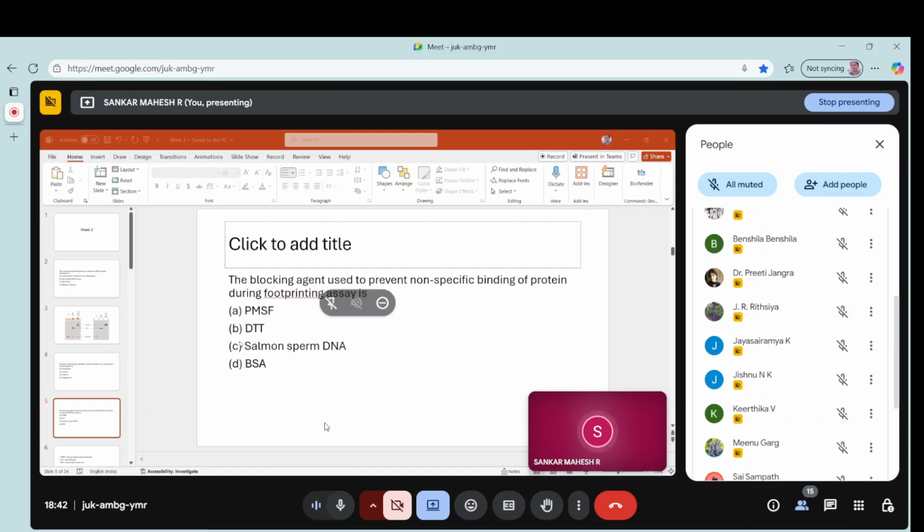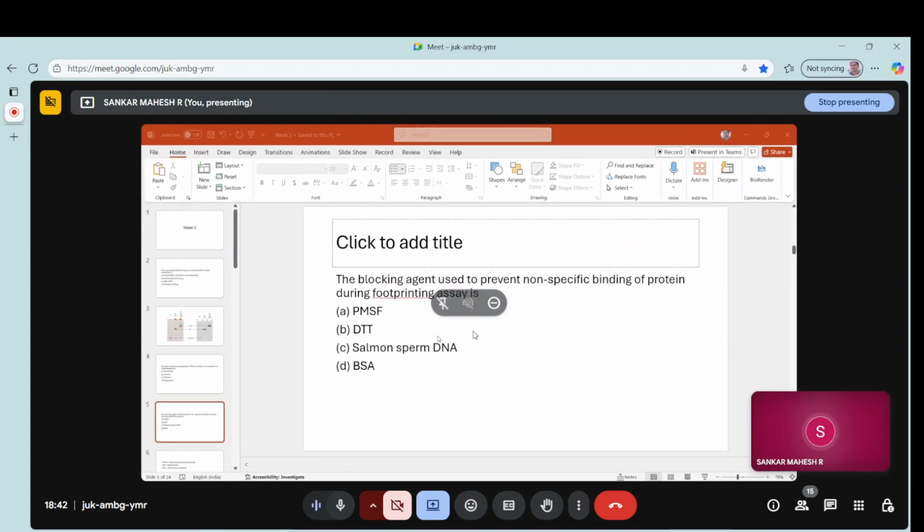So these are the three different options that we discussed, the incorrect options. PMSF, it's a serine protease inhibitor. DTT, it's a reducing agent. It removes disulfide bonds. And BSA, it's a protein that people generally use when they want to ensure that in the event of a protease contamination, the protein of your interest is safeguarded.